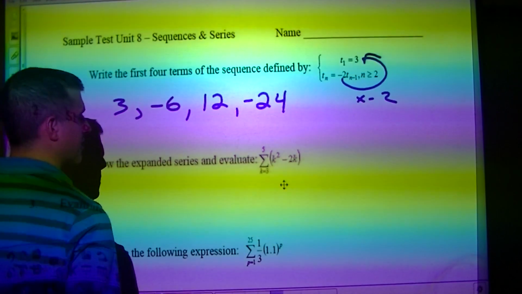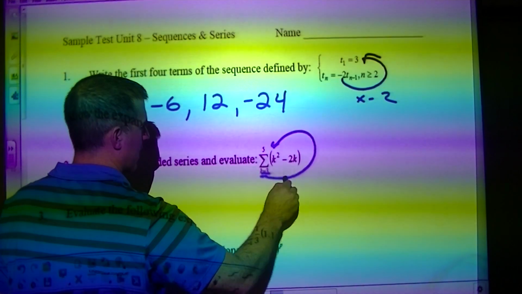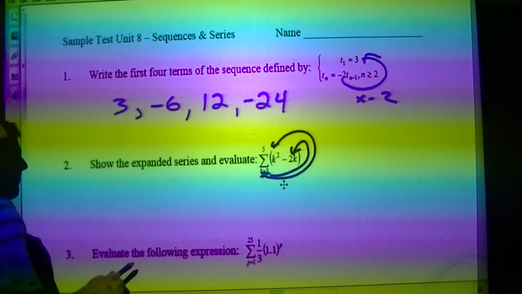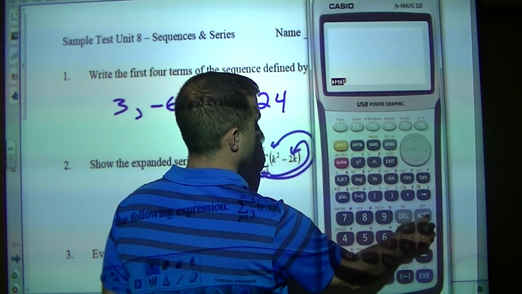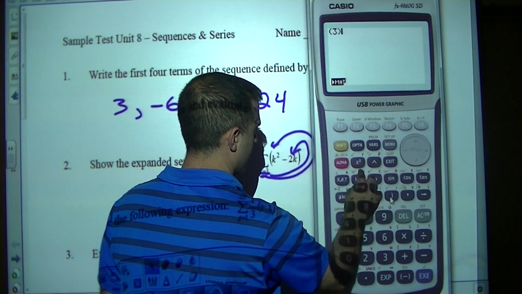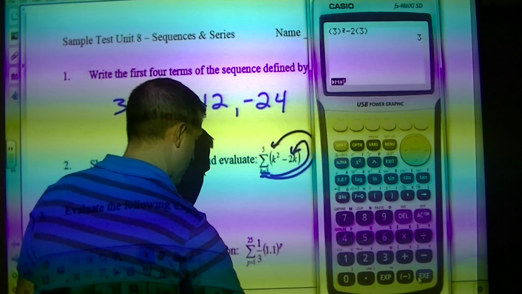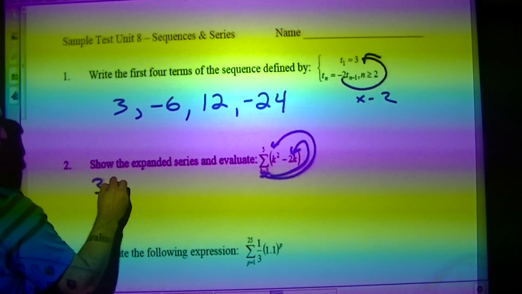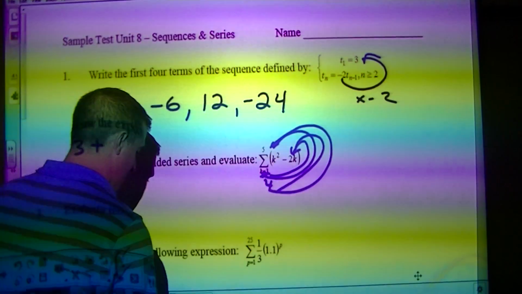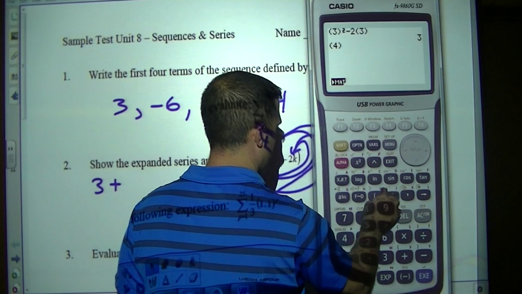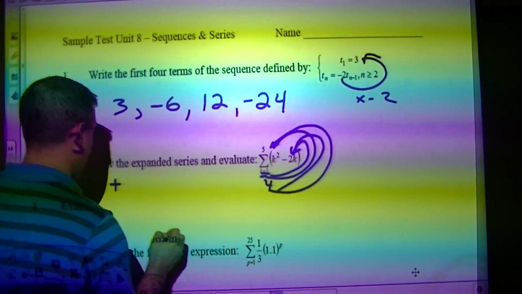Show the expanded series and evaluate. So what they want you to do is start with 3 and put those in for k. Okay, so what you do there, very simple. You would have 3 squared minus 2 times 3, and that gives me 3. Then I'm going to go to 4. I'm going to take 4 and put those in for both of those. So then I do 4 squared minus 2 times 4. I get 8 there.